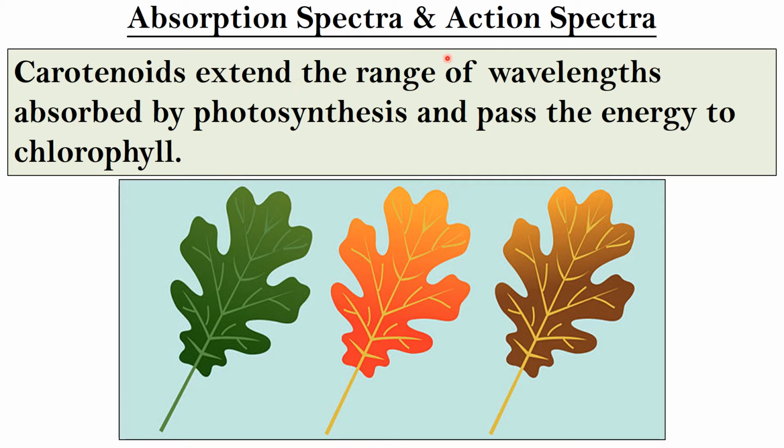So carotenoids, remember chlorophyll A, chlorophyll B and carotenoids. So carotenoids, their role is just to extend that range of wavelengths, and they pass the energy on to the chlorophyll for photosynthesis.